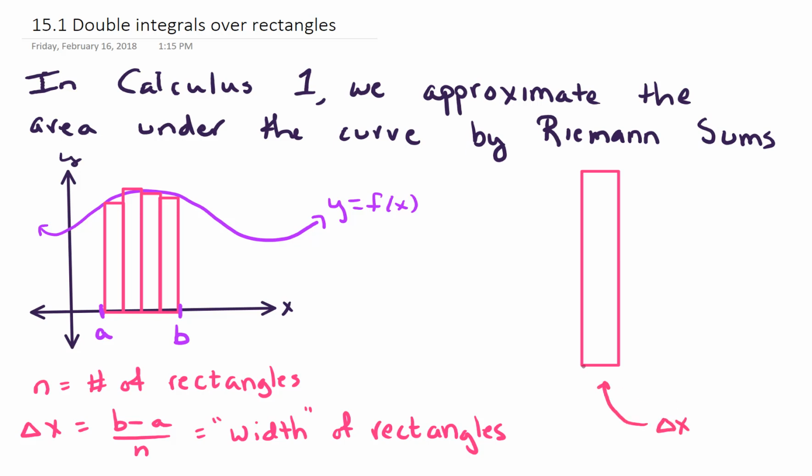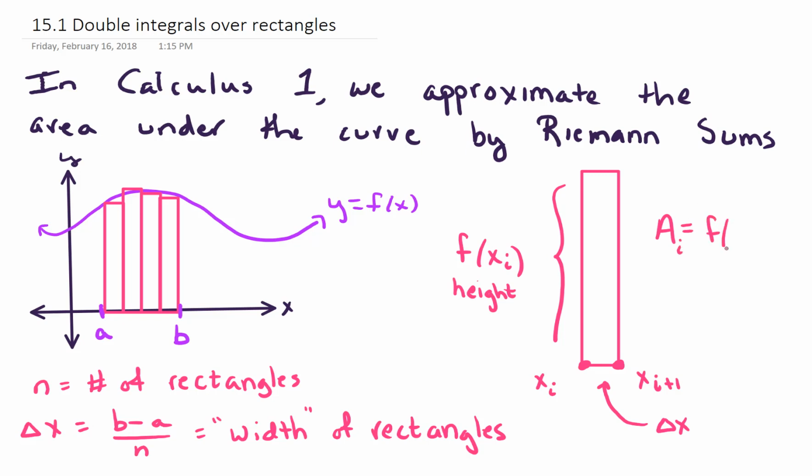The left-hand endpoint of a given rectangle would be x sub i, and the right-hand endpoint would be x sub i plus 1. Depending on whether we're doing a left Riemann sum or a right Riemann sum or maybe a midpoint, the height of our rectangle would be f of x sub i. In other words, the area of this rectangle would be f of x sub i delta x.